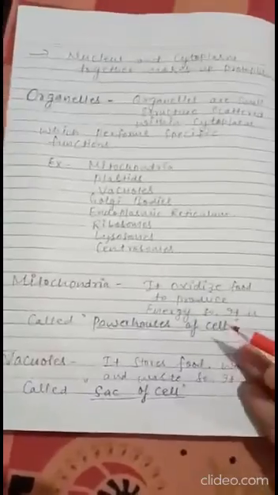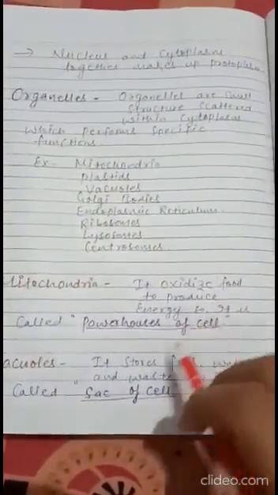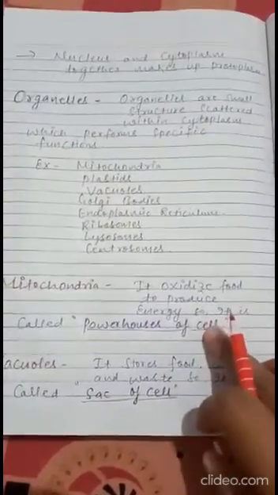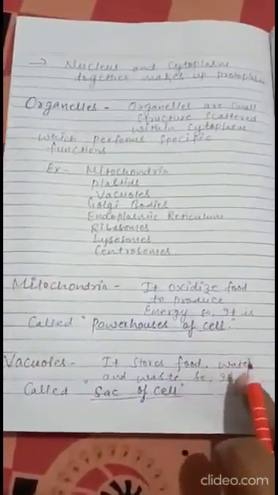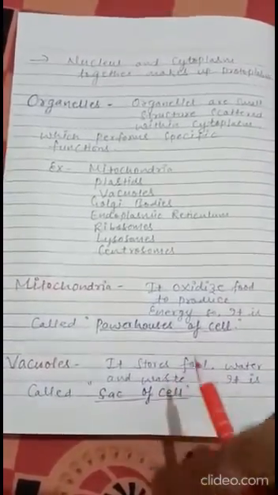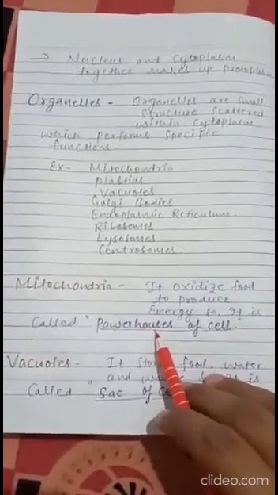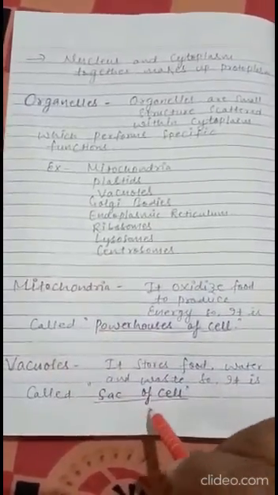We'll start with the term mitochondria. It oxidizes food to produce energy. So it is called the powerhouse of the cell. Vacuoles store food, water and waste, so it is called the sac of the cell. You have to remember these alternative names: mitochondria, powerhouse of the cell; vacuoles, sac of the cell.